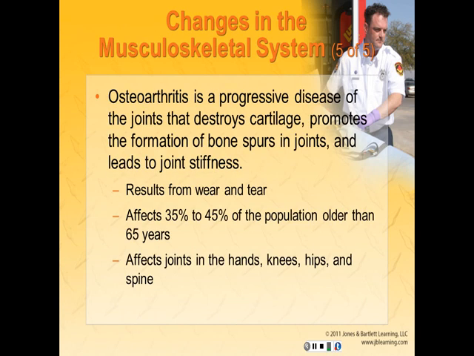Osteoarthritis is a progressive disease of the joints that destroys cartilage, promotes the formation of bone spurs in joints, and leads to joint stiffness. This results from wear and tear, and in some cases from repetitive trauma to the joints. It affects 35 to 45% of the population older than 65 years. It affects several joints of the body, most commonly those in the hands, knees, hips, and spine.